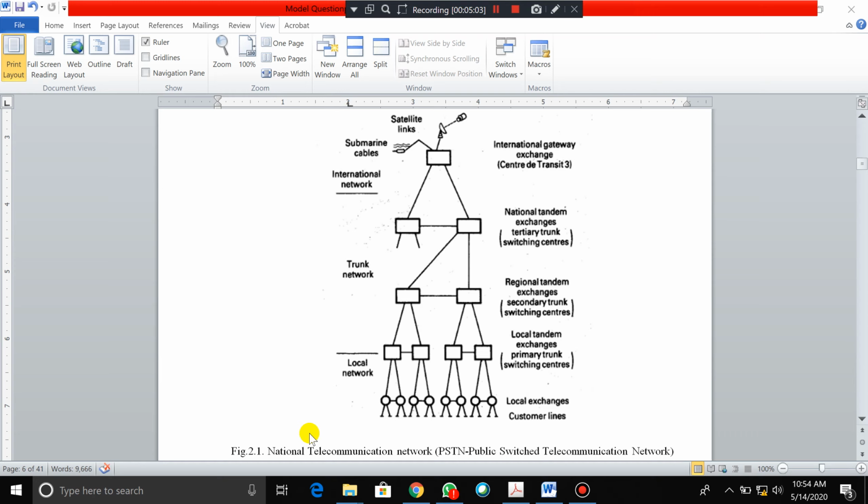So this is a block diagram of the National Telecommunication Network, showing how communication is possible from one country to another. You can see the separation is made here. This is for the international network. This is called the trunk network, and this is called the local network. This you need to explain.